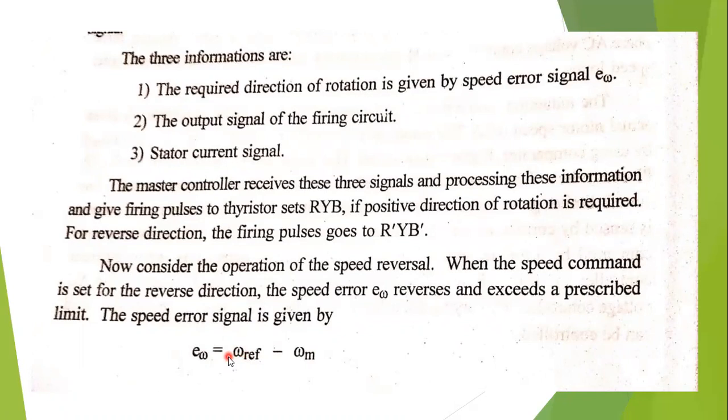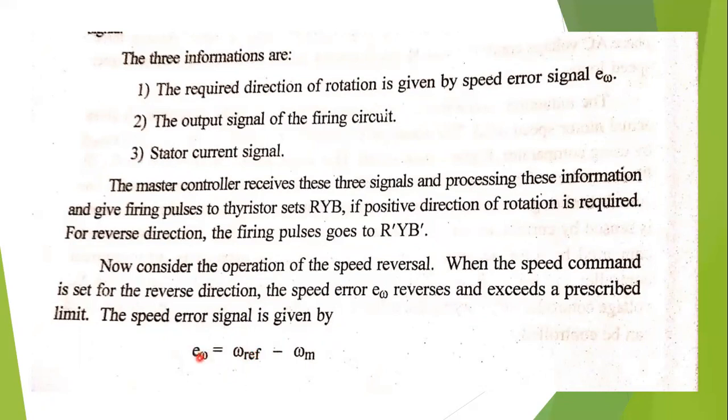When the speed reference command signal, called omega reference, is positive, try to understand: this speed command signal omega reference is positive, and the error signal is also positive. If omega reference is positive, the speed error is also positive. That means the reference speed is higher than the actual speed, so the speed error signal is positive.